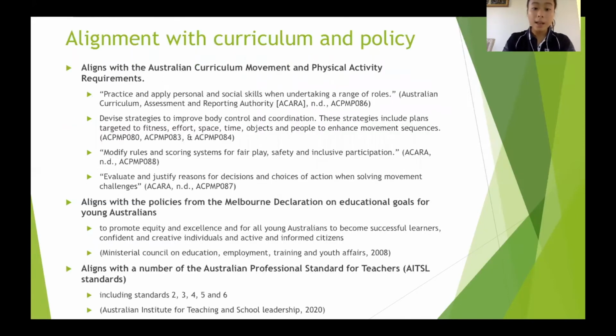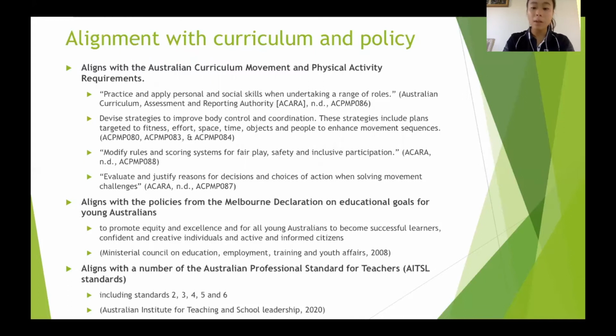The CLA aligns with the Australian curriculum movement of physical activity requirements. It requires students to practice and apply personal and social skills when undertaking a range of roles. They will devise strategies to improve their body control and coordination. These strategies include plans targeted towards their fitness, effort, space, time, objects, and people to enhance movement sequences. They can modify rules and scoring systems for fair play, safety, and inclusive participation. They will evaluate and justify reasons for decisions and choices of actions when solving movement challenges.